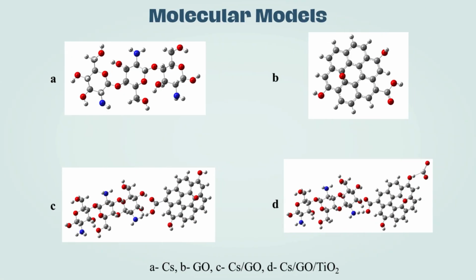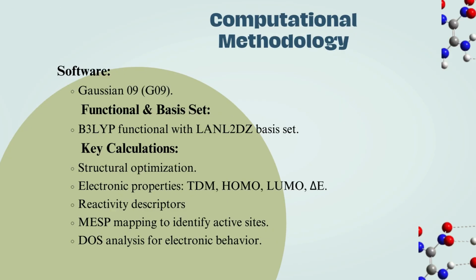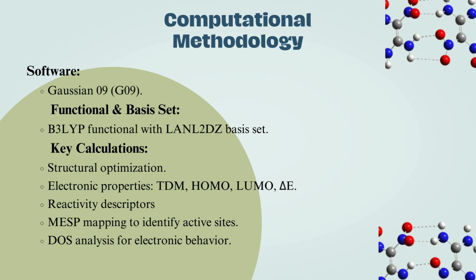These are the proposed modeled structures, where A is chitosan consisting of 3 units. B is graphene oxide. C represents chitosan interacting weakly with graphene oxide, making a composite. And D is chitosan graphene oxide with titanium dioxide interacting weakly with the carboxyl group of graphene oxide via the titanium atom. The studied models were subjected to DFT calculations using Gaussian 09.